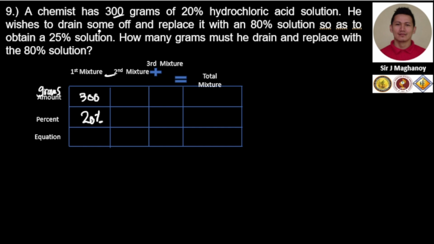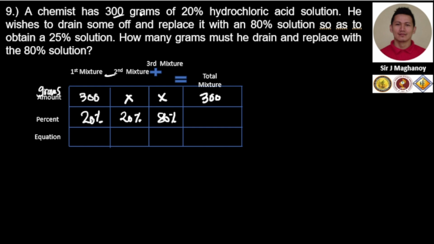He wishes to drain some off and replace it with an 80% solution. Of course, what we drain is still the same 20% here. The amount is not defined, so we'll start with an unknown. Whatever you deduct should be the amount you add. Of course, that is still x. But here, we replace it with an 80% solution. So finally, we eliminate x here, and it is still the original amount, 300 grams.